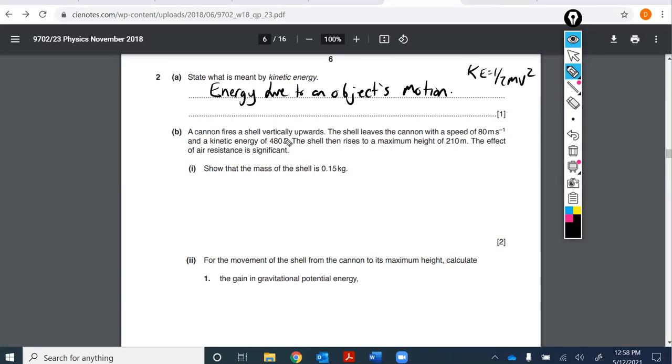A cannon fires a shell vertically upwards. The shell leaves the cannon with a speed of 80 meters per second and a kinetic energy of 480 joules. The shell then rises to a maximum height of 210 meters. The effect of air resistance is significant. Show that the mass of the shell is 0.15 kilograms.